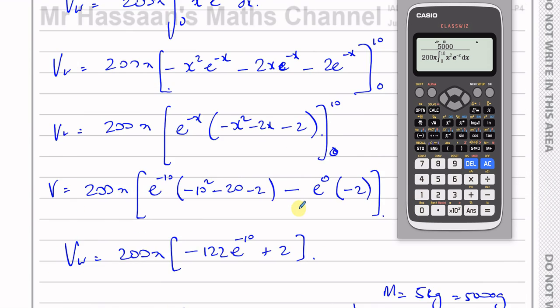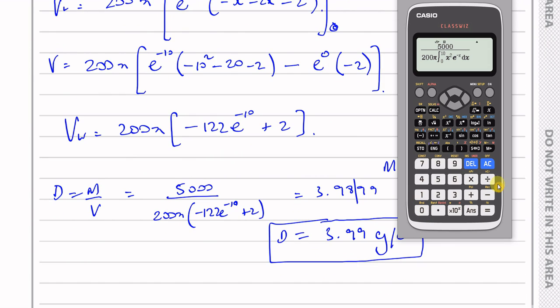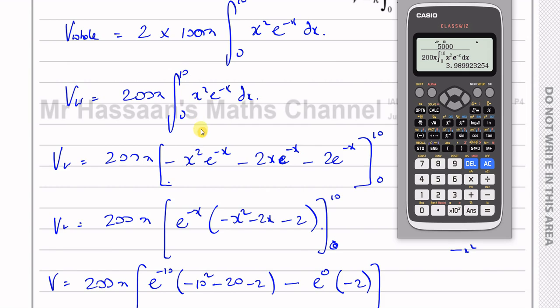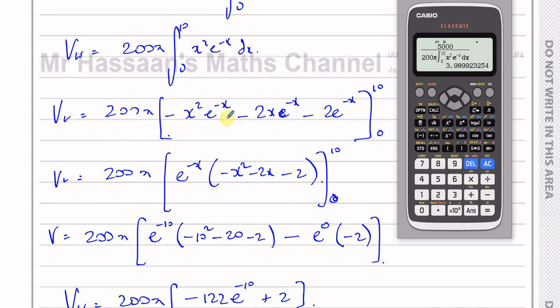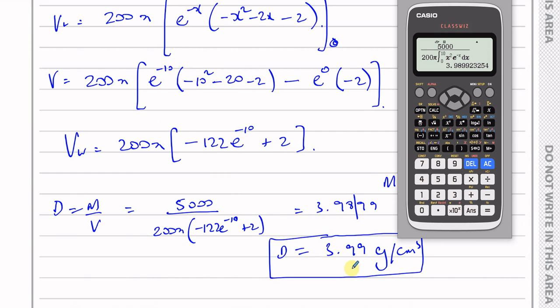Now that should give us the same answer, 3.9899. So we press equals. It gives us exactly the same answer. So we know that we haven't made a mistake. This will confirm to us that we integrated part B correctly, and it will confirm to us that we did the right thing for part C also.